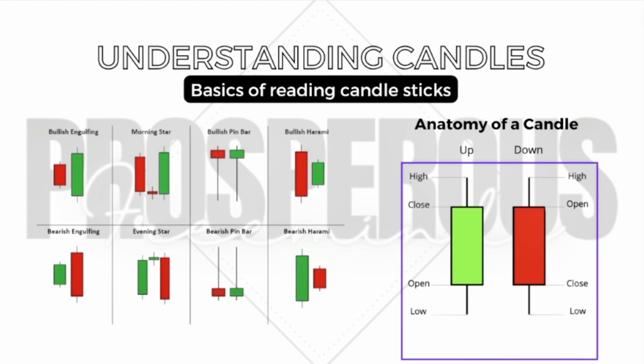What do the wicks represent? The wick is the lowest and the highest the market has moved during the candle's lifetime. So if this candle opened here, moved down, and then moved up, and then retraced a little bit and closed here, then you see this is the range of movement that the candle has made during its lifetime.